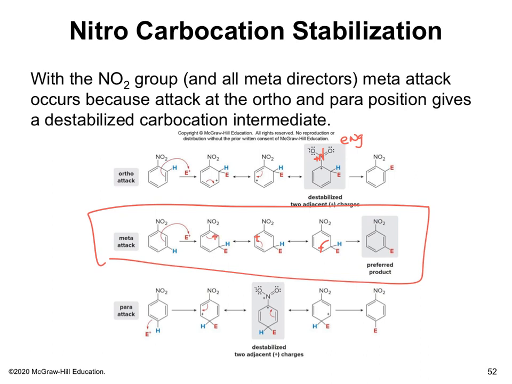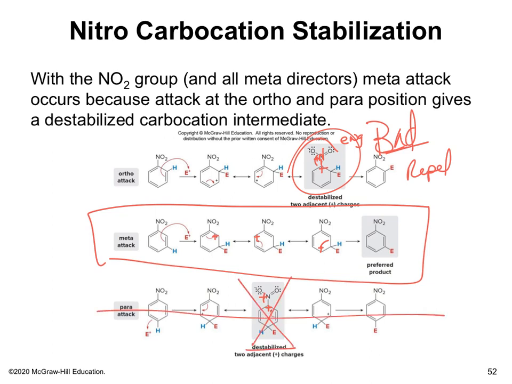But this is a bad thing, though. This is a bad thing. You see how you got a positive next to a positive? That's going to repel each other. Here we got another positive next to a positive. It is so destabilizing that this isn't happening. And that is why you get the meta. And it's a slow reaction.